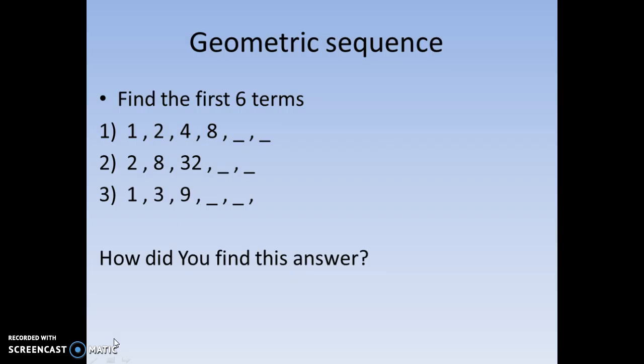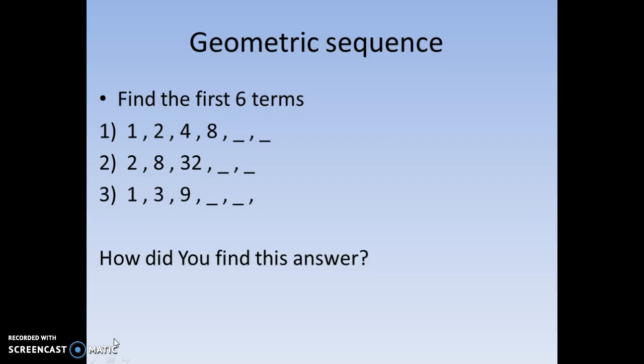It goes 2, then 8, then 32. So that means we're multiplying by 4 each time. So then wouldn't our pattern be 2, 8, 32? We multiply that by 4, then we get 128. And then when we multiply that by 4, what do we get? 512? Yeah, 512. So that'll be our last one.